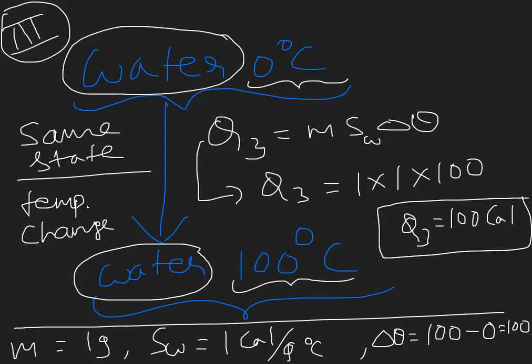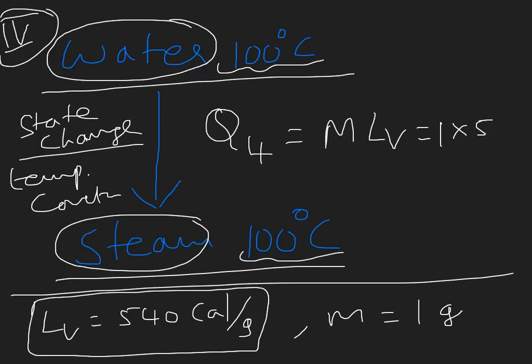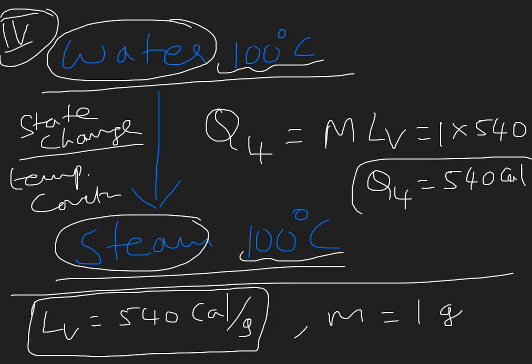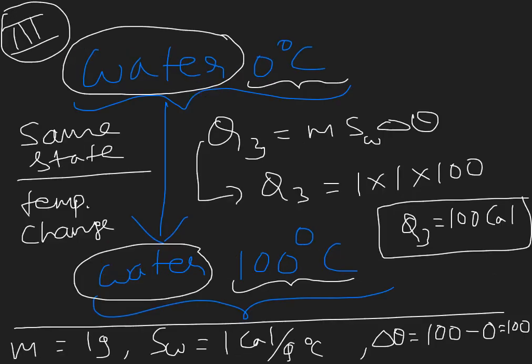But what is the situation here? Here it is vaporization, the latent heat of vaporization. You use this during conversion of water to steam or steam to water. So mass is 1 and this is 540 calorie per gram. Finally I can write Q4 is equal to 540 calories. So I have taken 4 steps here, and finally I reached my target: steam at 100 degrees centigrade.